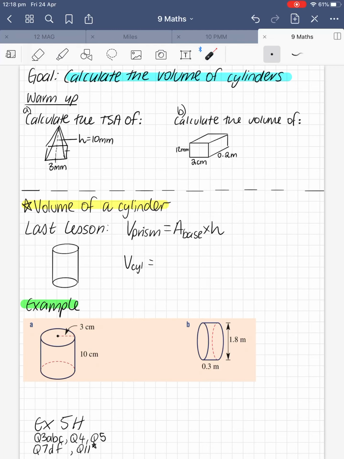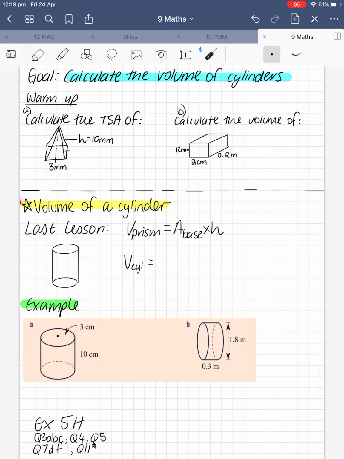As a warm-up, I want you to have a look at this pyramid, which has a perpendicular height of 10 millimeters on the slant, and calculate its total surface area. I also want you, as a warm-up, to calculate the volume of this rectangular base prism. So pause this now, do those warm-up problems and upload them to OneNote later on.